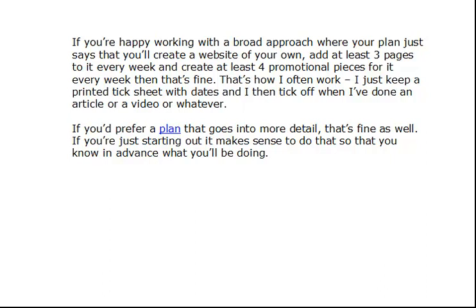That's how I work quite a lot of the time. I just keep a printed tick sheet, literally that, with boxes for dates and boxes I tick off whenever I've done an article or a video or whatever. But if you're just starting out, you might well prefer a plan that goes into more detail, and again, that's fine. So you could well put down, today I'm going to do one article that goes on my blog, one article that goes somewhere else, one video, and so on. And it gives you the step-by-step approach, and especially when you're starting out, that works really, really well.